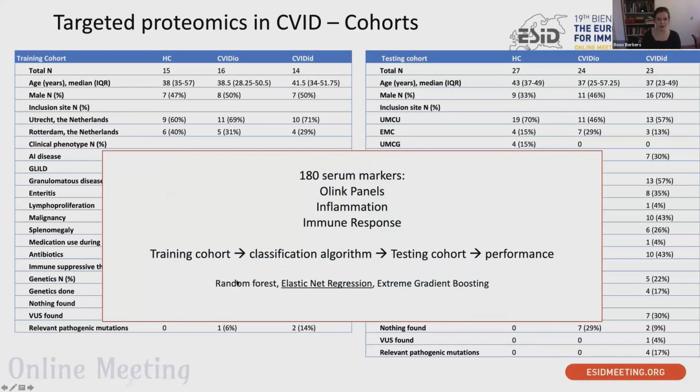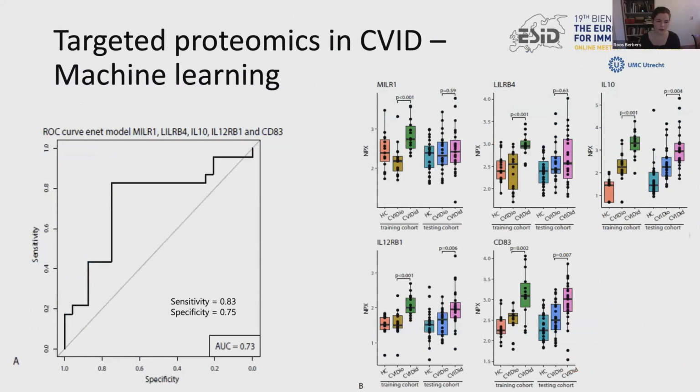For the training cohort, the first cohort, we trained a classification algorithm. We tried 3 different machine learning algorithms, of which ElasticNet was the best one. And then we tested this on the second independently sampled cohort, and saw how well it performed. So these are the results of that.